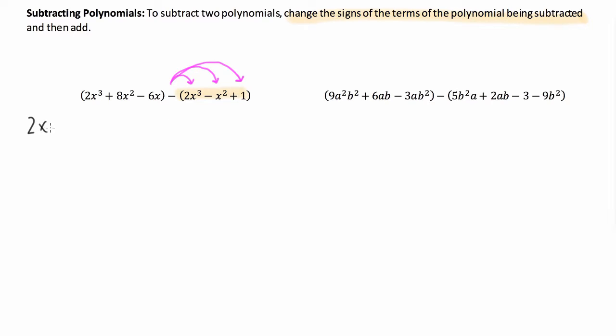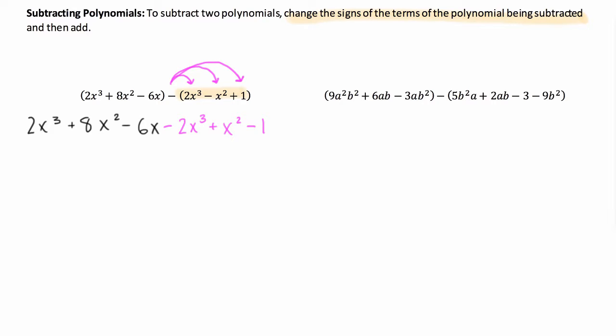Let me just get this first polynomial. Now nothing happens to this polynomial because it is not being subtracted. The subtraction is happening to this second polynomial. So minus 2x cubed. Then I'm subtracting the opposite of x squared. So I'm adding x squared, and then I'm subtracting 1. So that was positive 2x cubed. Now I'm subtracting it, and then these operations change.